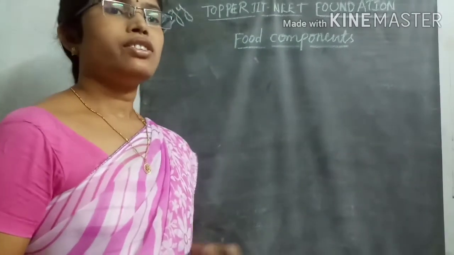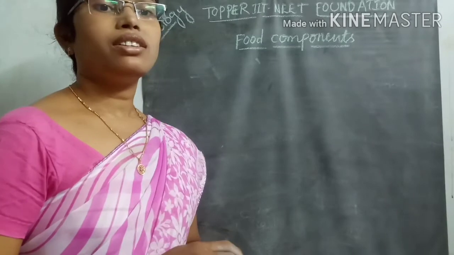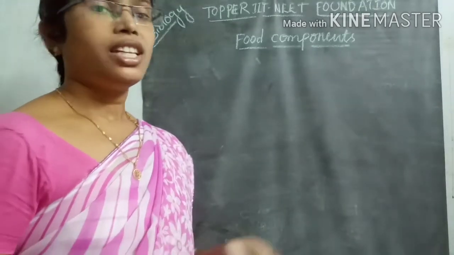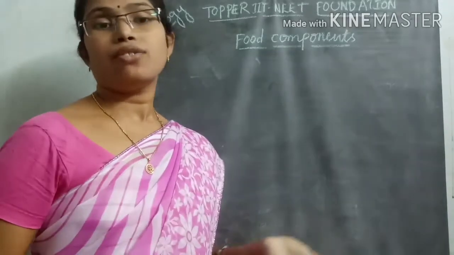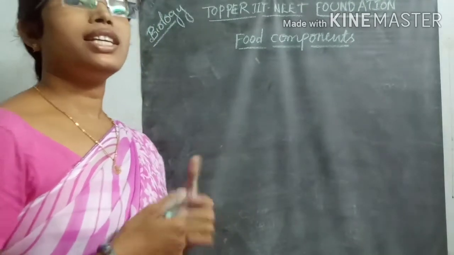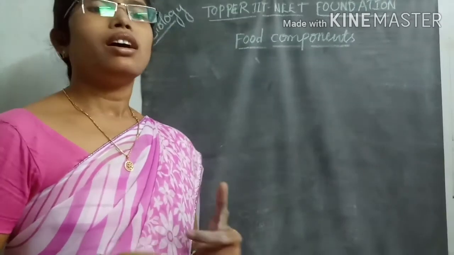Today we are going to discuss Topper IIT-NEET Foundation. In that we are going to discuss 6th class biology. In that, the second lesson, what is that? Food components. In the last class we already discussed the different components which are present in our food.